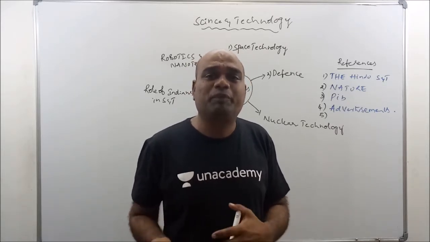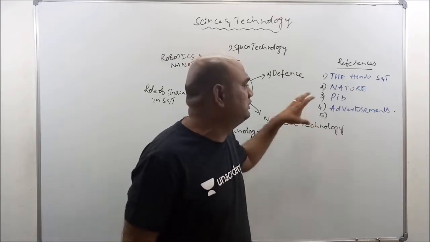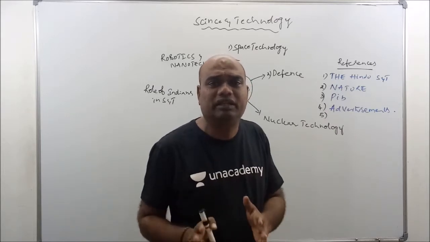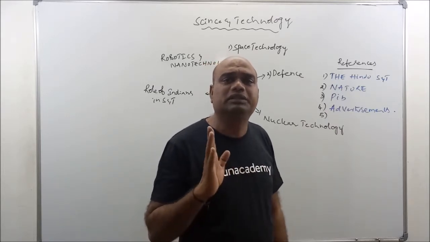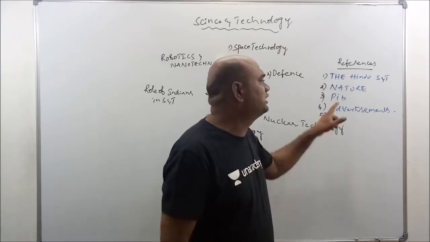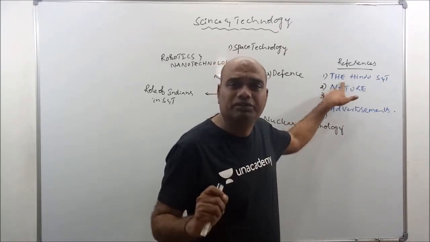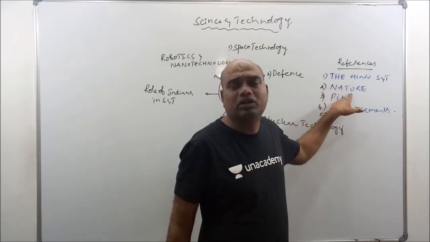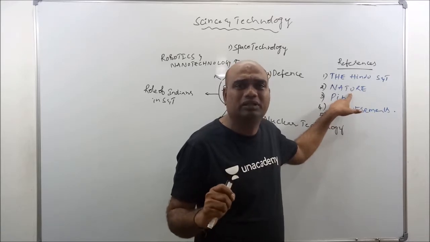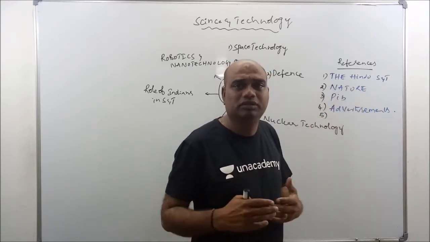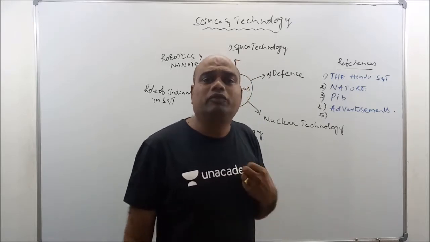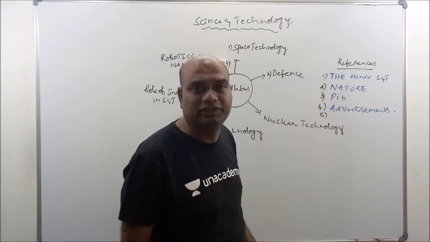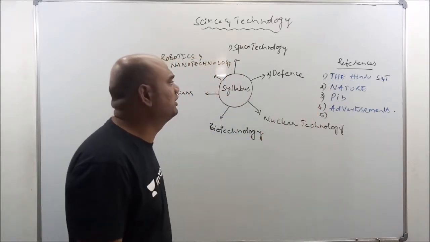So what are the sources for preparing for science and technology? There are four major areas. Number one, The Hindu science and technology. Every Sunday, you will have a very beautiful special edition for science and technology, which is exclusively useful from your UPSC preliminary as well as mains point of view. Next, nature.com, which is the world's number one online journal, which gives you immense information ahead of time for preparing for science and technology. Third one is Press Information Bureau. Fourth, advertisements. These are the four important areas for references.